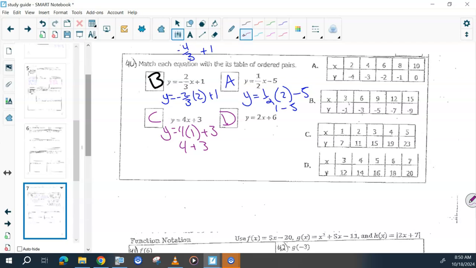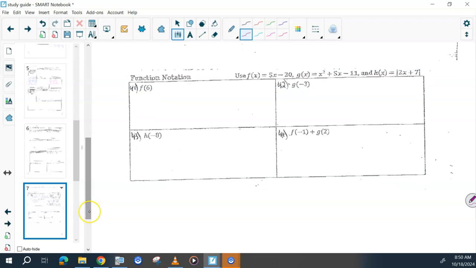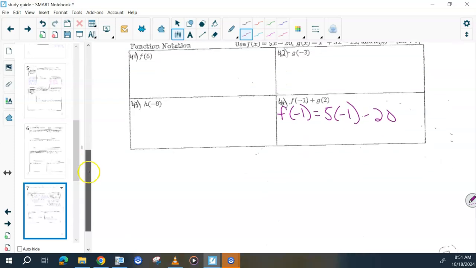Number 10. It's a combination of like all these other ones. You're given 3 different functions at the top, and it wants you to use those specific ones. So f of negative 1, we're going to use the f of x function. So f of negative 1 equals 5 times negative 1 minus 20. And we're going to figure out what that is by multiplying 5 and negative 1, and then simplifying.